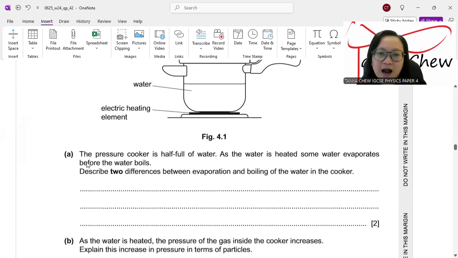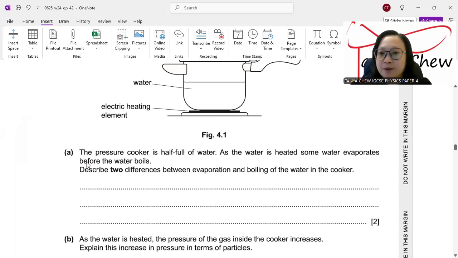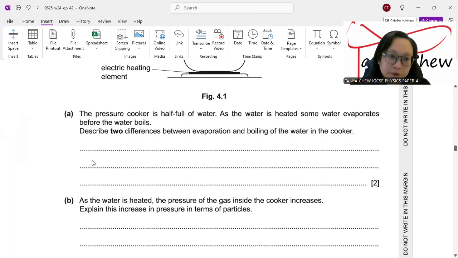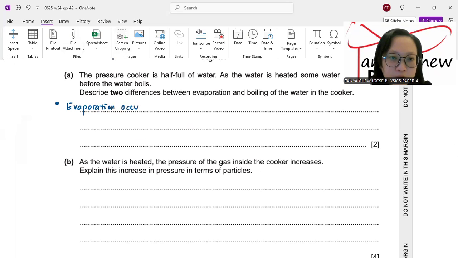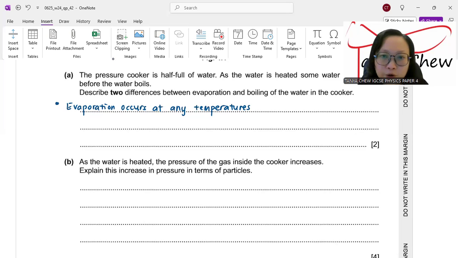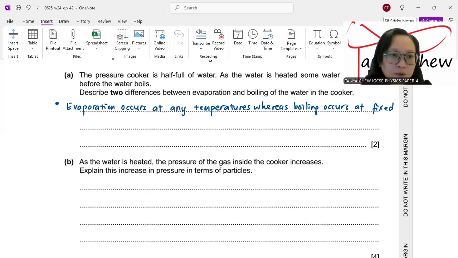A, the pressure cooker is half full of water. As the water is heated, some water evaporates before the water boils. Describe two differences between evaporation and boiling of the water in the cooker. Now, first difference is evaporation occurs at any temperatures. Yeah, even though cold temperatures, evaporation could also occur, whereas boiling occurs at fixed temperature. That is the first difference.